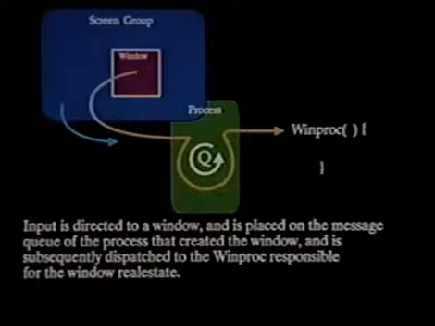The dashed arrow and serpentine line is meant to indicate the flow of information from the window to the window proc, so that when you now click in the window screen real estate that's been multiplexed with a screen group, that then travels to the process and is sent to the procedure that's been registered to handle the input. So input is directed to a window, it's placed on the message queue of the process that created the window, and is subsequently dispatched to the window proc, responsible for processing the message.